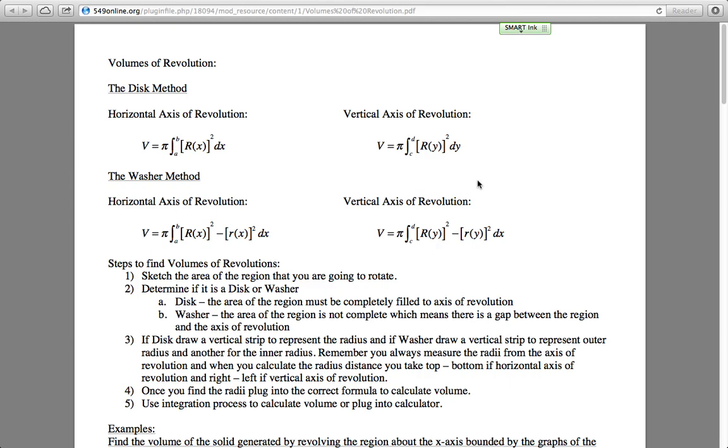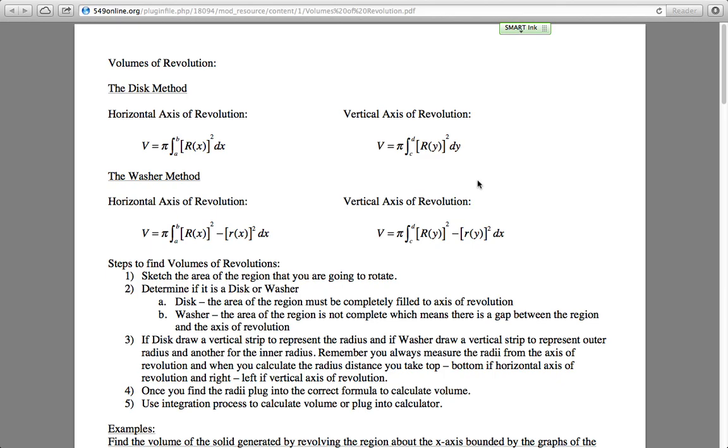And this is based off the volume of a cylinder. The integral gives you the infinite number of disks, which are cylinders. And there's your pi, there's your radius squared. The dx represents the height of the cylinder, which comes from the width of the rectangle that you're rotating around. Make sense?